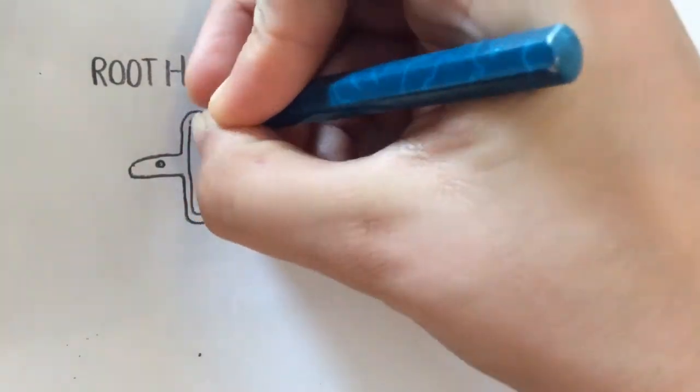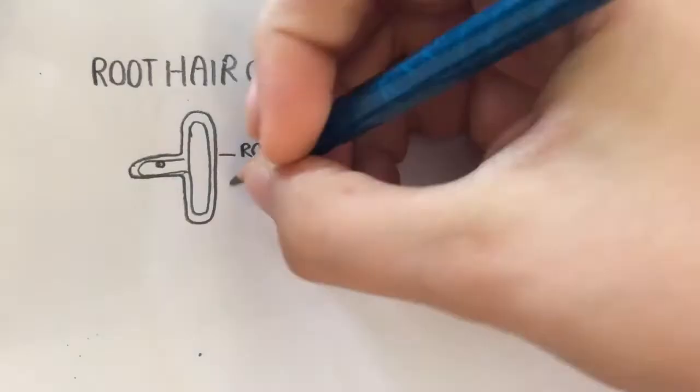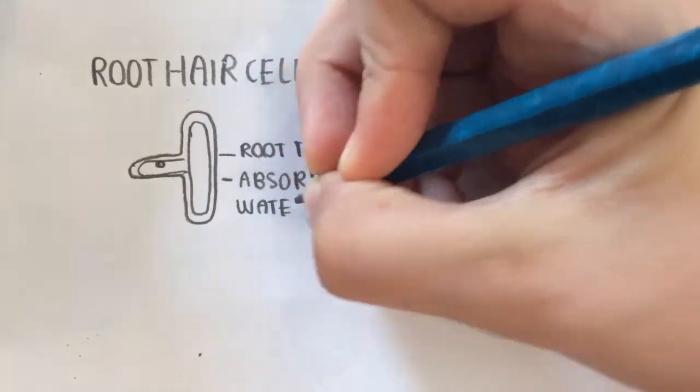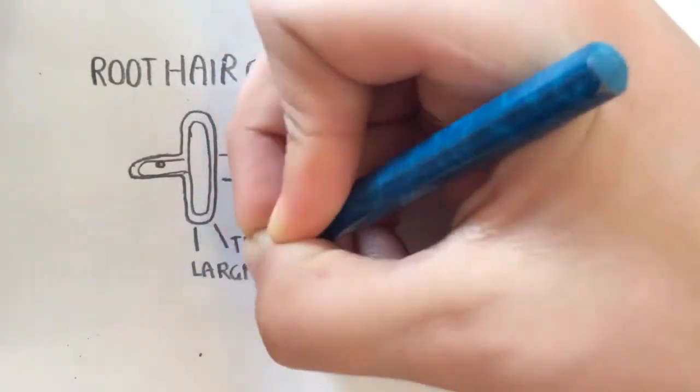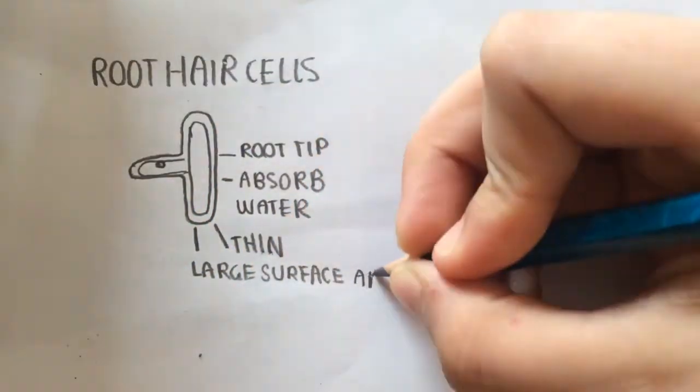Well, root cells are not found in humans, but they're found in plants at the base of their root. They're really thin, so they can reach deeply into the soil and have a large network of them for increased surface area for transportation of water through osmosis.